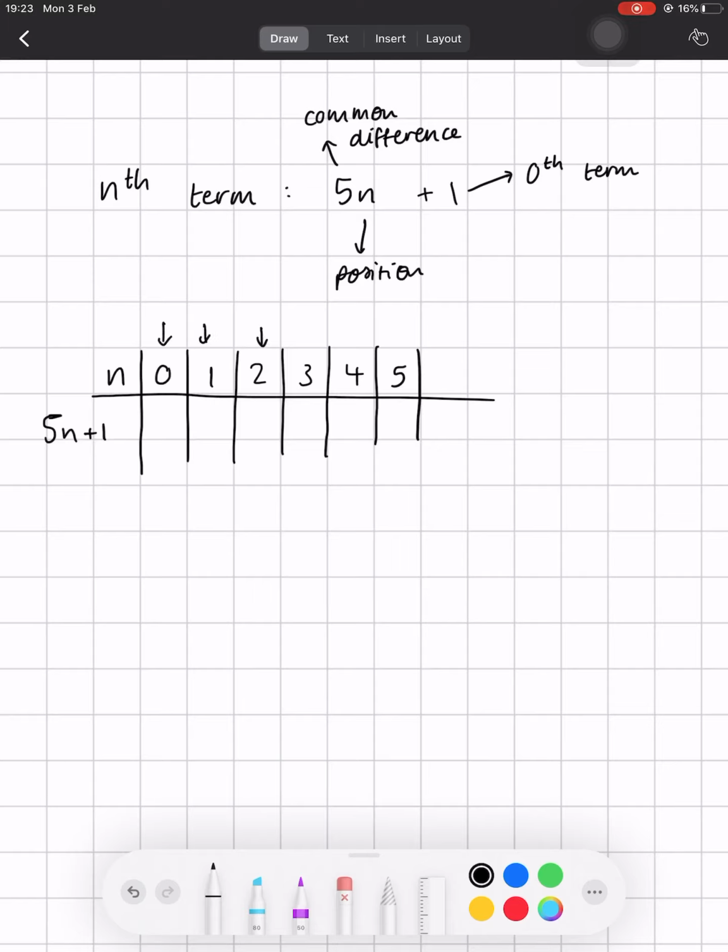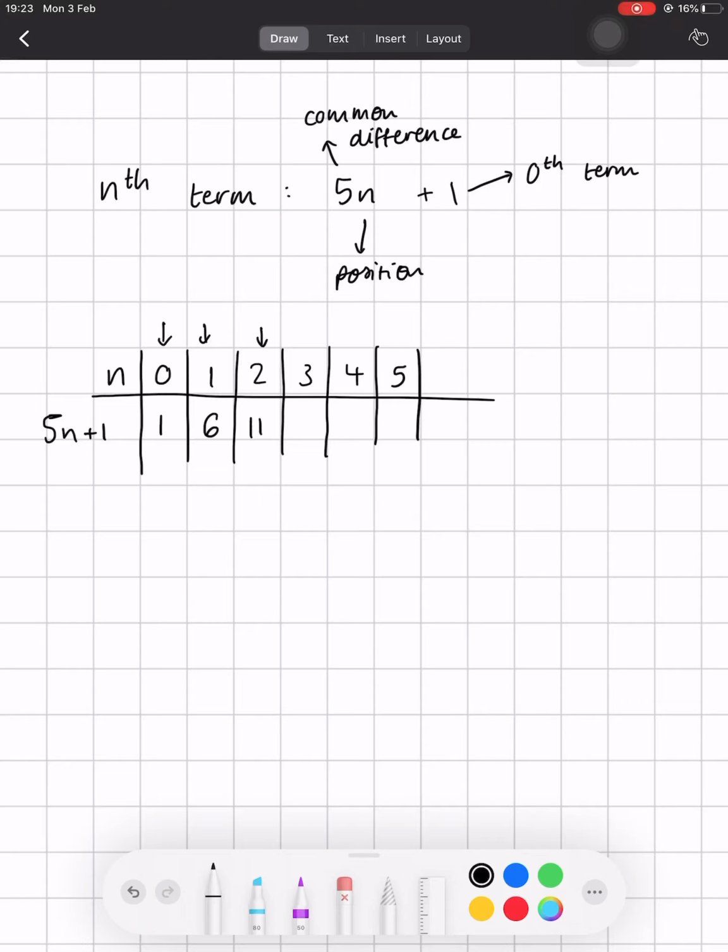So let's take the first one. It'll be 5, replace the n with a 0, plus 1. We do the brackets first. So 5 times 0 gives us 0. And then you add the 1, which gives us 1. So the first one will be 1. Then the second one, 5 times 1 is 5. Add the 1 gives you 6. 5 times 2 gives you 10. Add the 1 gives you 11.